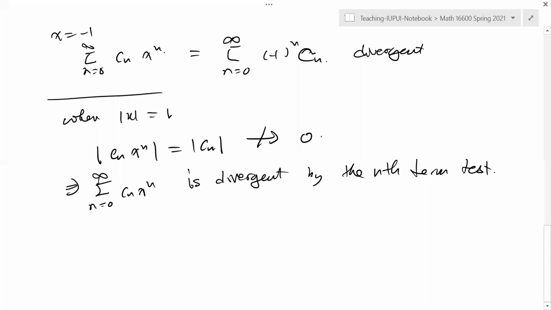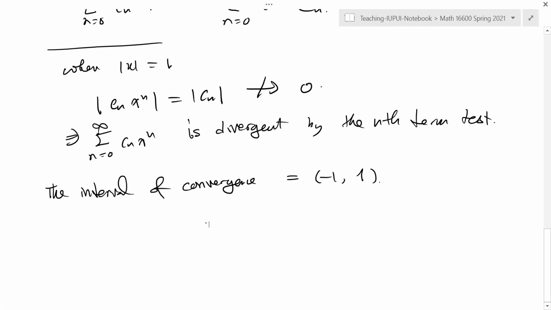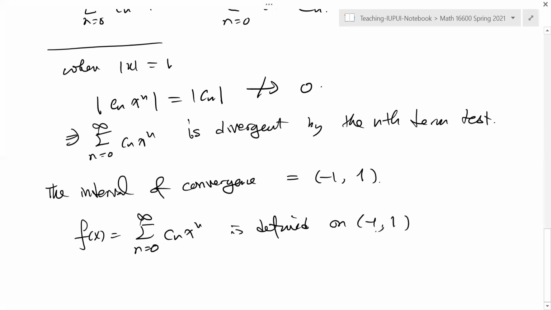Okay, so my conclusion is the interval of convergence is the open interval from -1 to +1. So over that interval, it defines a function, f of x, which is defined on this open interval, okay? So when you define a function as a power series, I can tell you this function is only defined for x between -1 and +1. Okay, that is about the function.